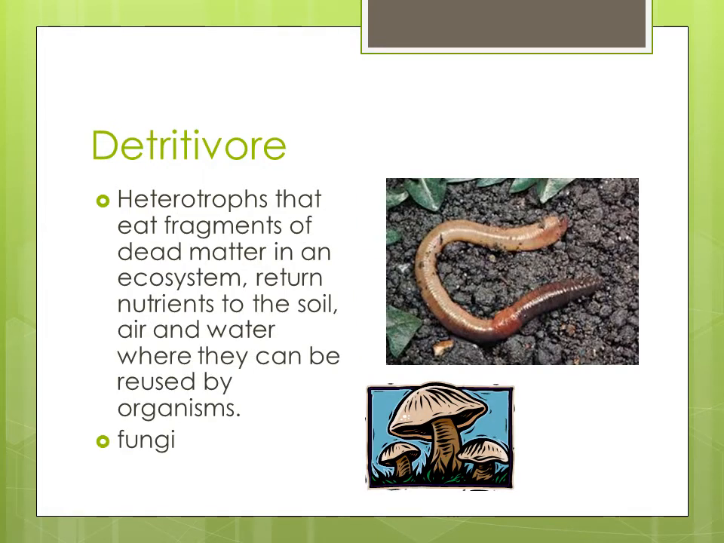Next, we have detritivores. Detritus is the dead material that you find in the soil. You have rotting material, like after leaves fall from the tree, they start to rot, and that organic matter sitting under the tree is called detritus. Worms and mushrooms all use this material; they break it down even further and use it for their own energy. So heterotrophs that eat fragments of dead matter in an ecosystem return nutrients to the soil, air, and water, where they can be reused by organisms. So they're known as detritivores.